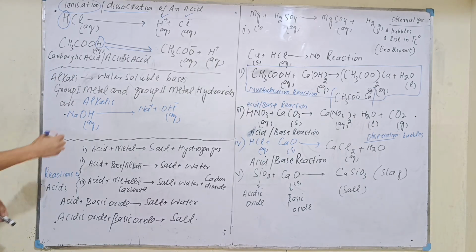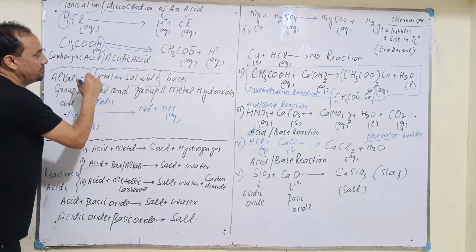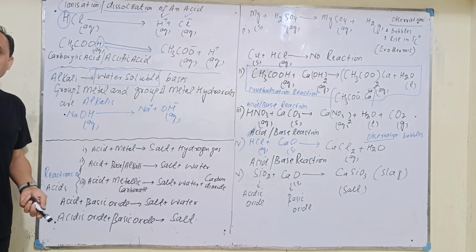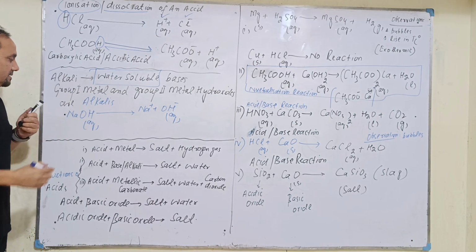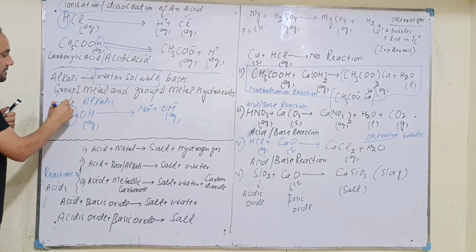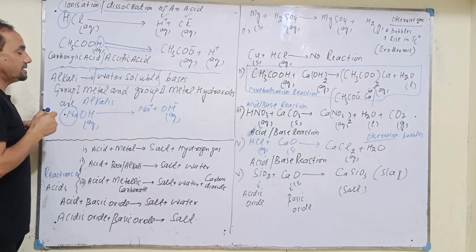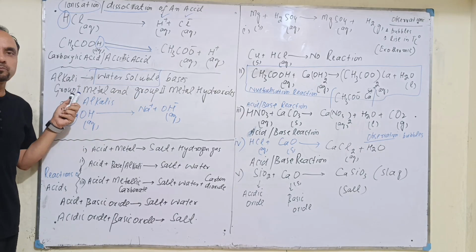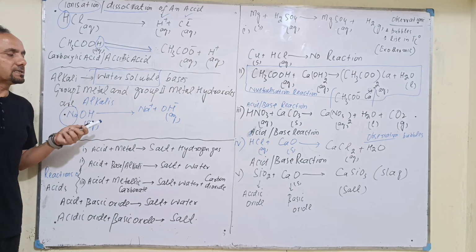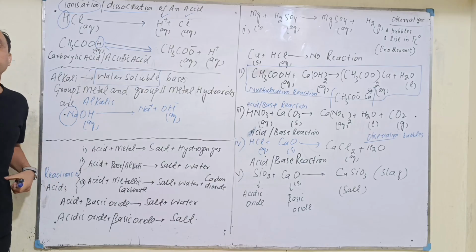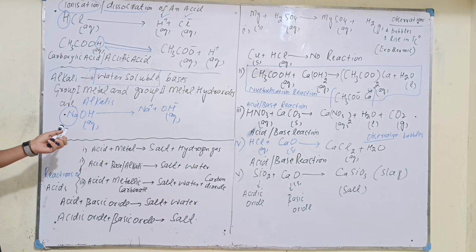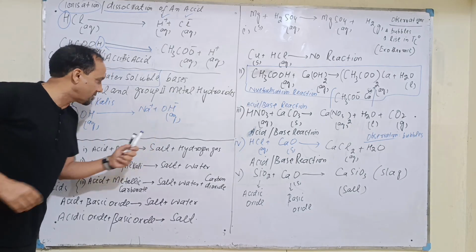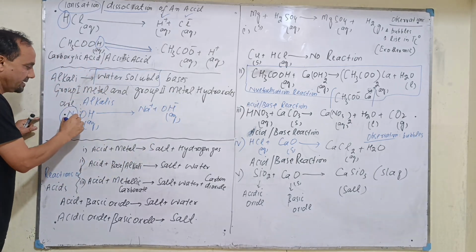Now what are alkalis? Water soluble bases. And how can you identify them? The periodic table is given in the paper. If the base contains a first group metal like sodium, potassium, or a second group metal like calcium, magnesium, these are always alkalis. They will be soluble in water. And how to dissociate an alkali? It will give you hydroxide ion, split from here.